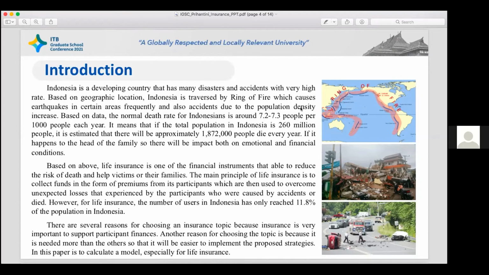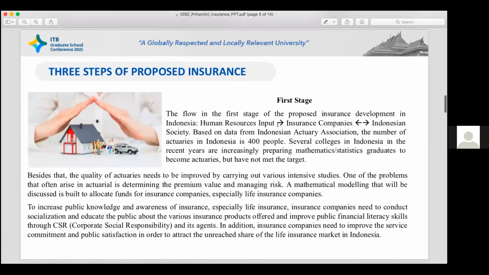The reason for choosing an insurance topic is because insurance is very important to support participants' finances. Another reason is that it is needed more than others, so it will be easier to implement strategies. This paper calculates the model, especially for life insurance. Next, there are three stages. The flow in the first stage of the proposed insurance development in Indonesia is human resource input, then insurance companies, and then back to Indonesian society.